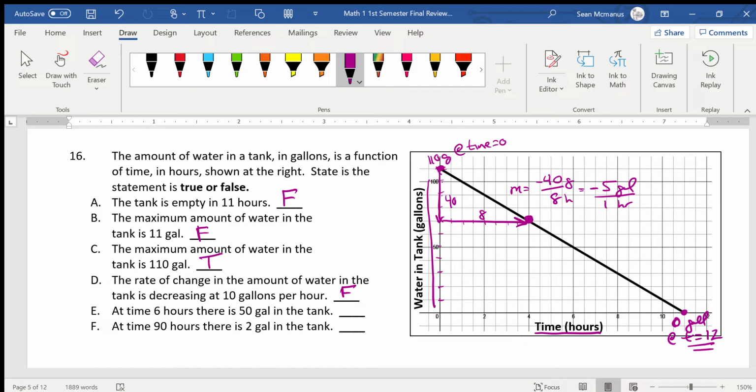At a time of 6 hours, there's 50 gallons in the tank. So let's see, at 6 hours right here, there's 50 gallons in the tank. That's true. And at 90 hours, there's 2 gallons in the tank, right? That's not true at all. I think what it's trying to get you to do is go up 90 and over 2, right? This point right here, that's the point. There's not 90 hours and 2 gallons. There's 90 gallons and 2 hours, right? That's false. They have the units flipped.